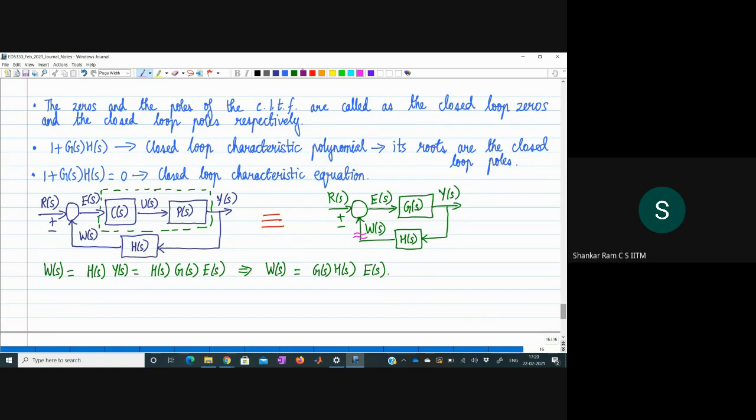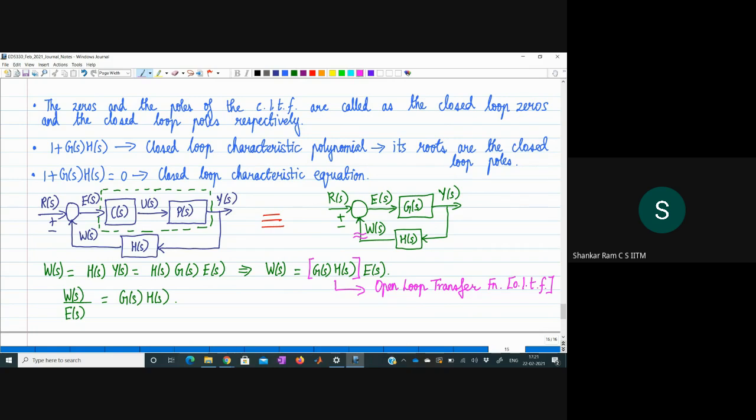Consequently, this quantity G of S times H of S is given a special name. It is what is called the open loop transfer function, abbreviated as OLTF. All right. So what is this open loop transfer function? If we were to be very precise, it is the ratio of W of S by E of S, which in this case is G of S times H of S. So this is what is called the open loop transfer function. So why is it called open loop transfer function?